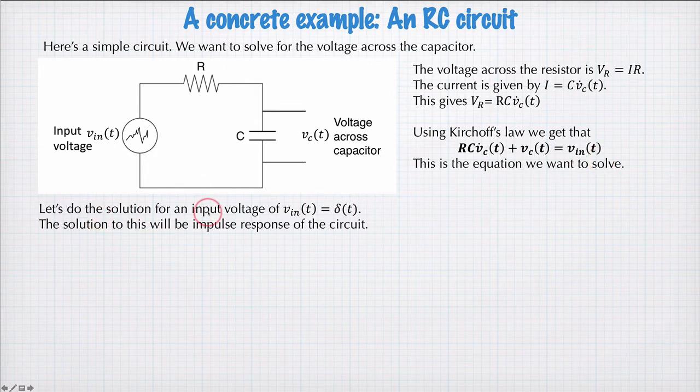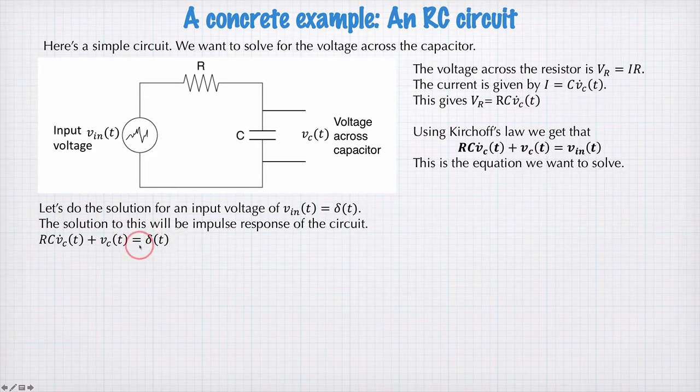So let's do the solution for an input voltage of a delta function. So V in of t is a delta function of t. That means a solution of this equation will be the impulse response of the circuit. So here's our equation now with delta t. This is hard to solve with delta t here as a driving force. We don't really know how to deal with this in the time domain so well. So let's use Fourier methods.